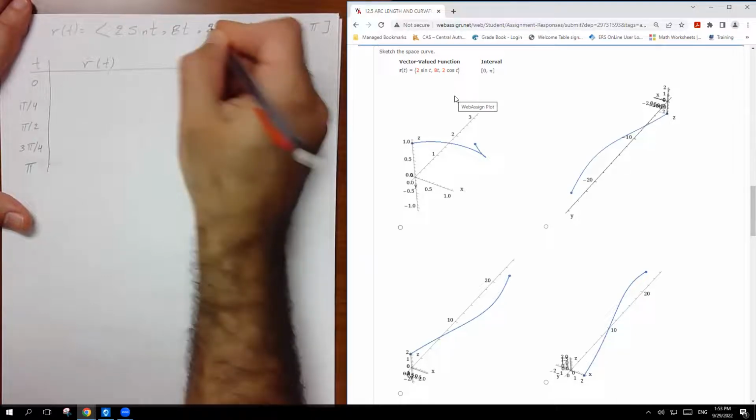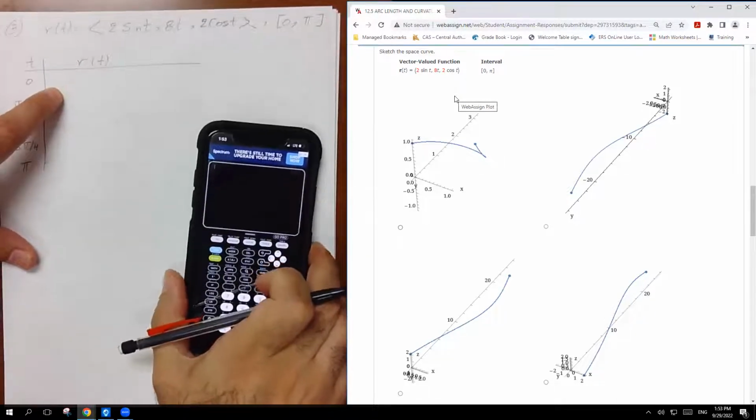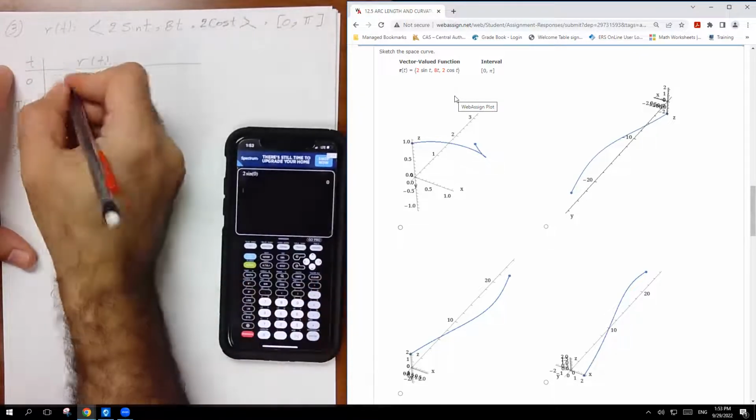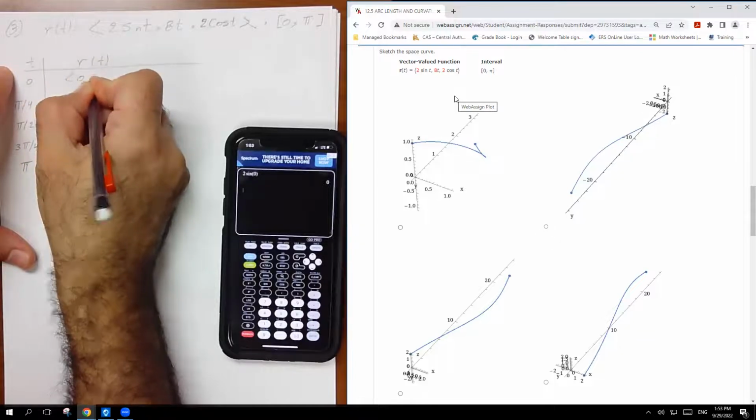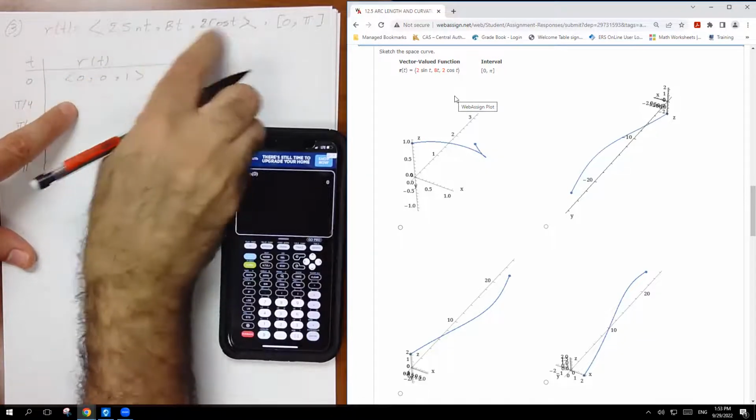Cosine t. Okay, so let's use the calculator. First of all, I'm going to plug in the 0. So 2 sine 0 is going to be 0. So the first one is 0. The second one is 0. And the third one is going to be 1, 1 times 2 is going to be 2.